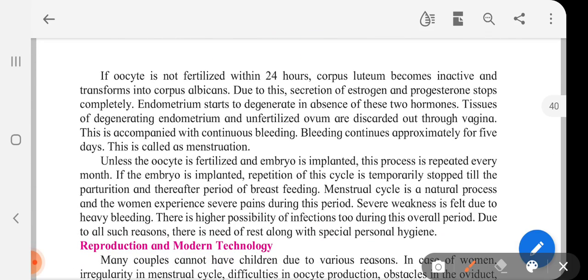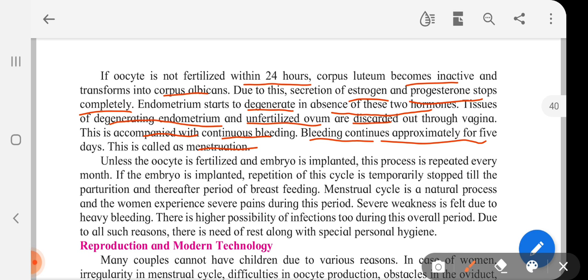Now if the oocyte is not fertilized within 24 hours, the corpus luteum becomes inactive and transforms into corpus albicans. Due to this, secretion of estrogen and progesterone stops completely. The endometrium starts to degenerate in the absence of these two hormones. Tissues of the degenerating endometrium and the unfertilized ovum are discarded out through the vagina, accompanied by continuous bleeding for approximately 4 to 5 days. This is called menstruation.